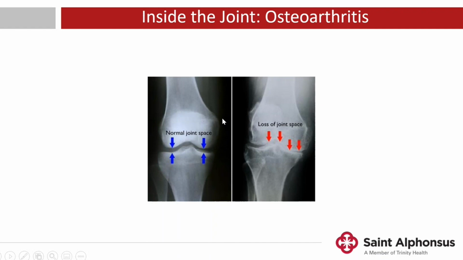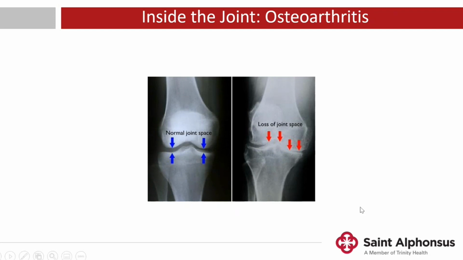On the left here, you see an X-ray of a knee that has a normal joint space. Cartilage and meniscus don't show up on X-ray, so it looks like there's empty space between the femur and the tibia. And once people have gone on to develop arthritis, and this is a fairly severe example here, you see that joint space has been obliterated.